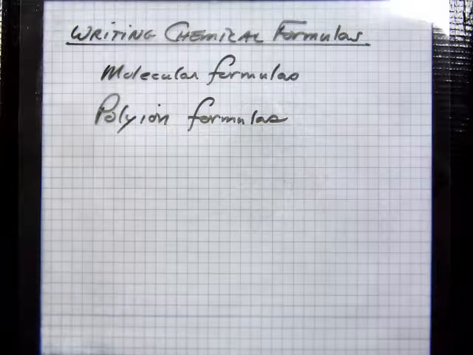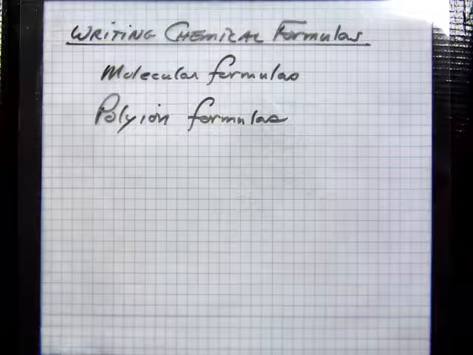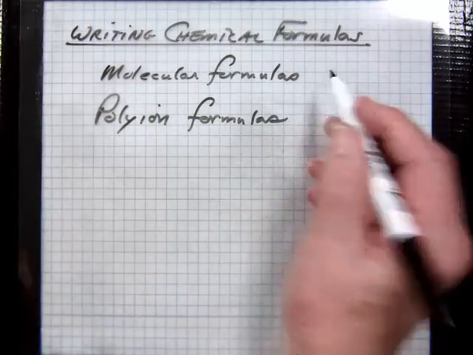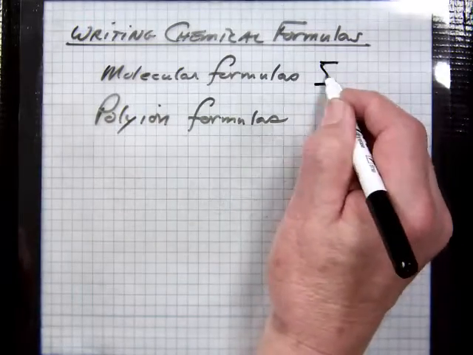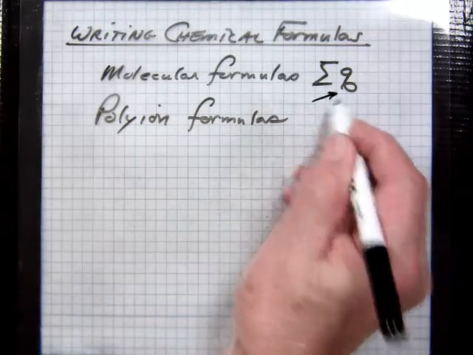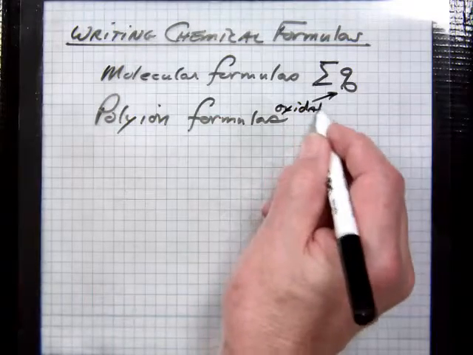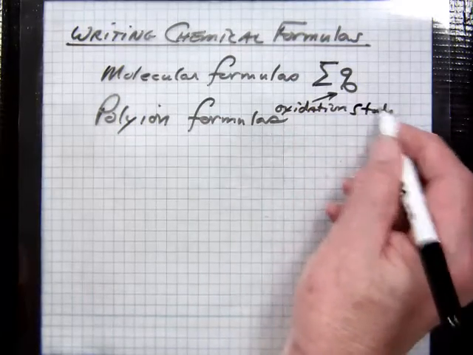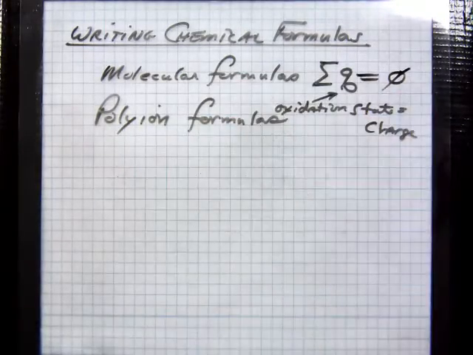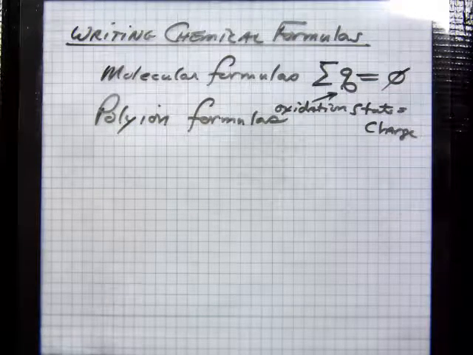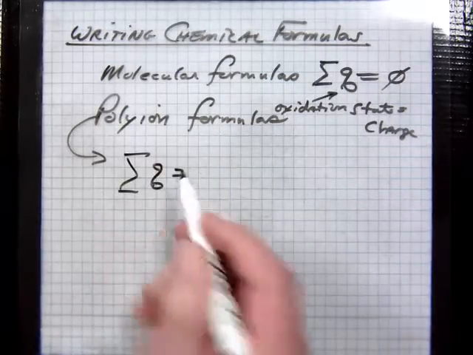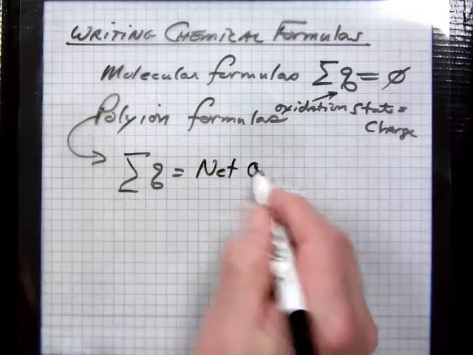When you're talking about a molecular formula, the sum of all the oxidation states must equal 0. And the oxidation state we'll call a charge, and I'll use the symbol Q for the charge. And that must equal 0 for any neutral molecular formula. For a polyion, the sum of all the charges must equal the net oxidation state.